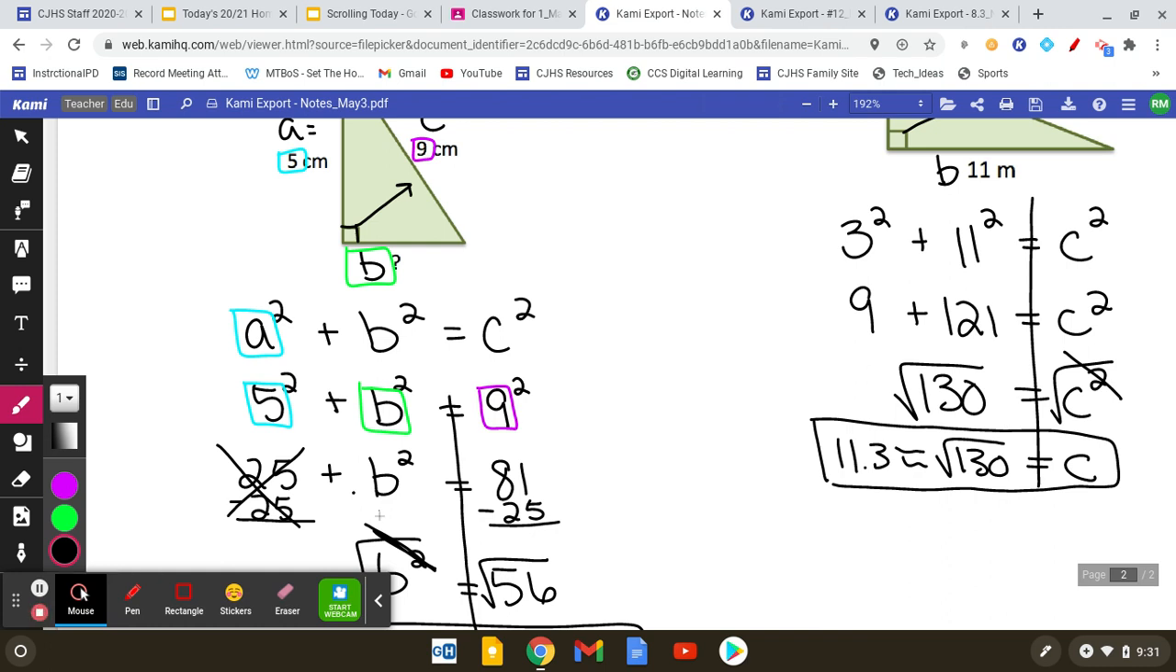Okay, for time's sake, let's go back onto the worksheet instead of this paper, if you have 1 and 2 finished.